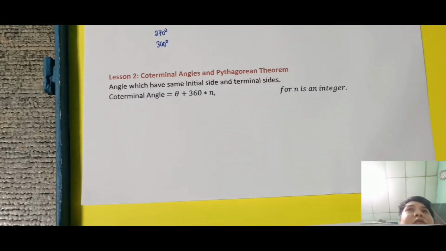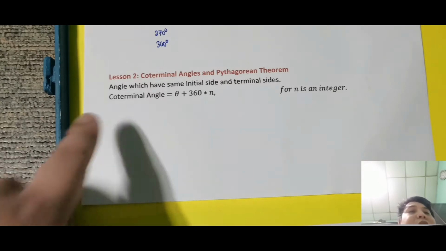So at least ma-appreciate mo yung subject na to. Okay, so let's have angle. So angle which have the same initial side and terminal sides, these are the coterminal angle.